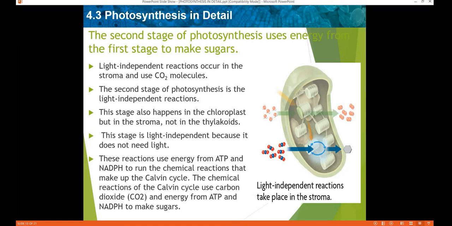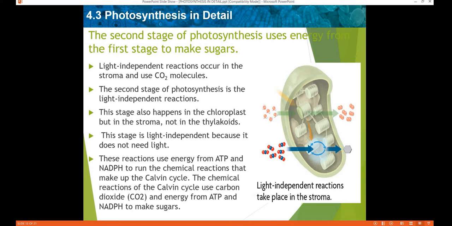Okay? So I'll just give you an overview of the second stage of photosynthesis. The second stage is obviously the light-independent reactions, which we already studied briefly in your lesson 4.2. It uses energy from the first stage to make sugars. So the NADPH and the ATP, which were released in the first set of reactions, the light-dependent reactions, are used up in the second stage, the light-independent reactions.